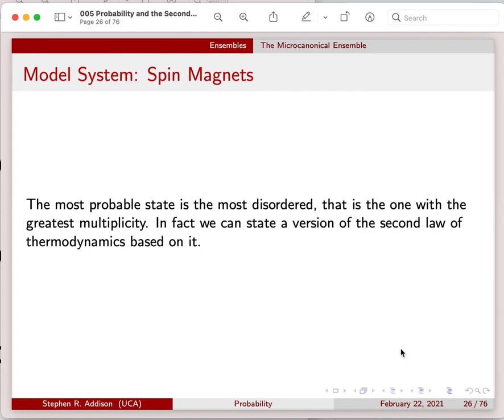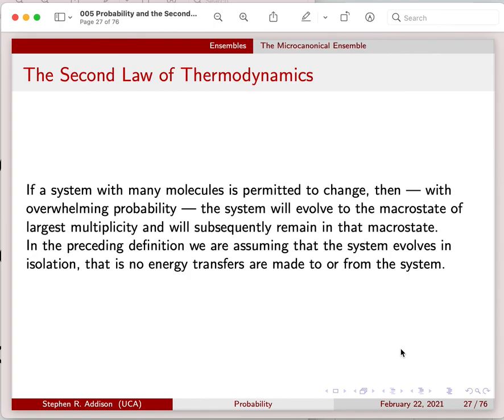In fact, we can state a version of the second law of thermodynamics based on that idea. And that's what we'll take up in the next video. So I'll end this one at this point.